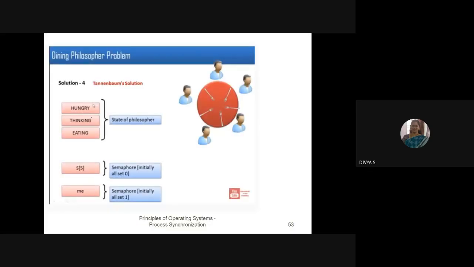Now we're moving towards the last solution, that is solution number 4. As it is mentioned, it is Tannenbaum's solution. So what is Tannenbaum? Is it a name?